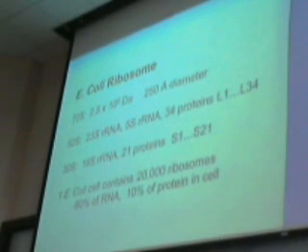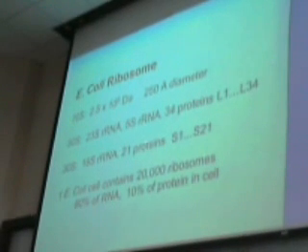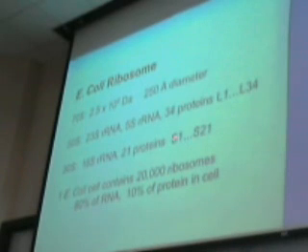We can subdivide that into the large and small subunits. The large 50S subunit contains 2 pieces of ribosomal RNA, a 23S piece and a small 5S piece. It contains 34 protein subunits that are labeled L1 to L34. Then the small subunit has 1 piece of ribosomal RNA, a 16S piece, and 21 proteins that are labeled S1 to S21.